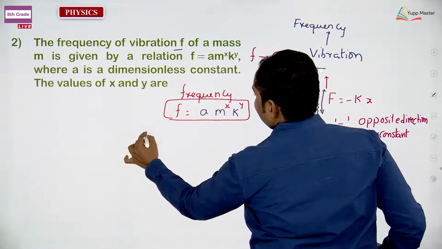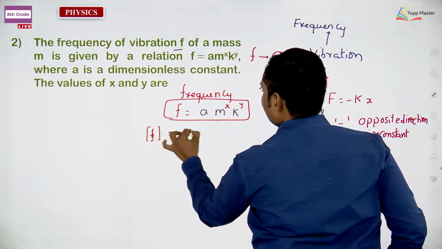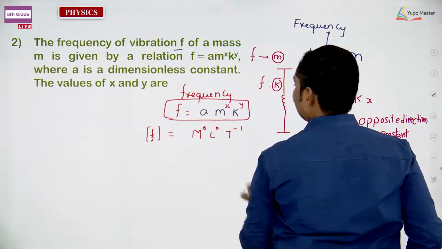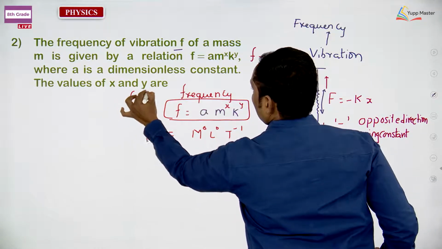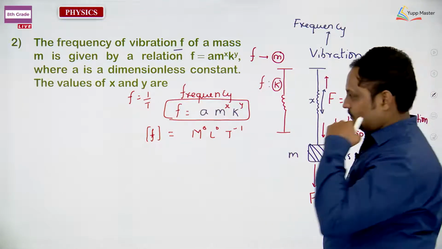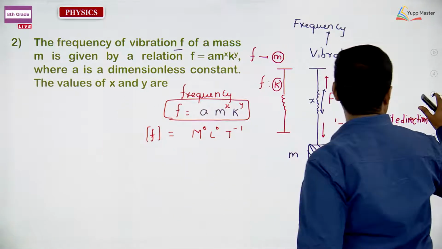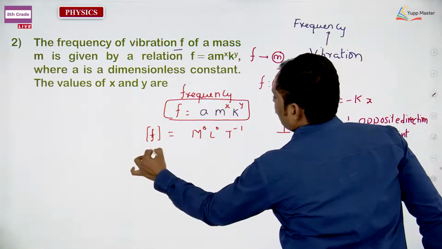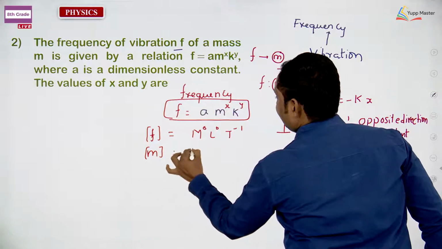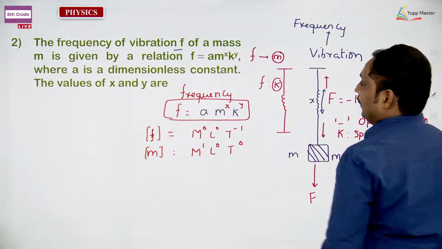For f, the dimensions are m power 0, L power 0, t power minus 1, since frequency is equal to 1 by t. For m, the dimensions are m power 1, L power 0, t power 0. What about k?